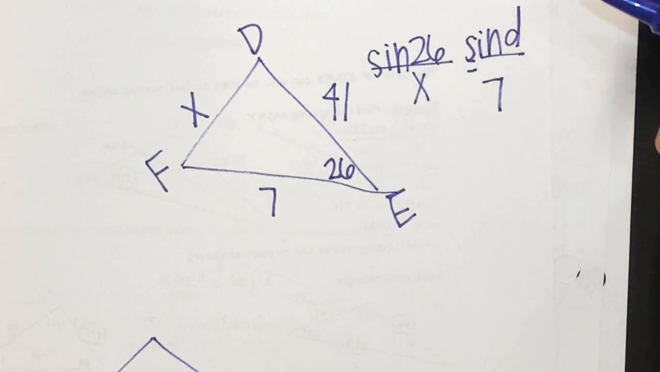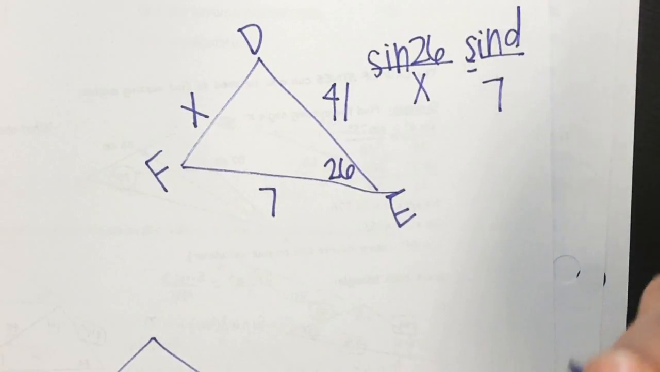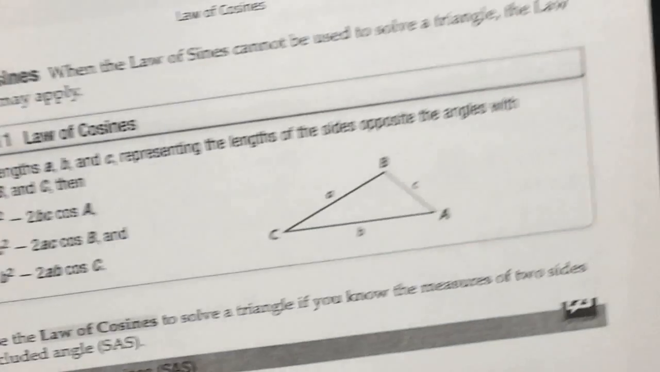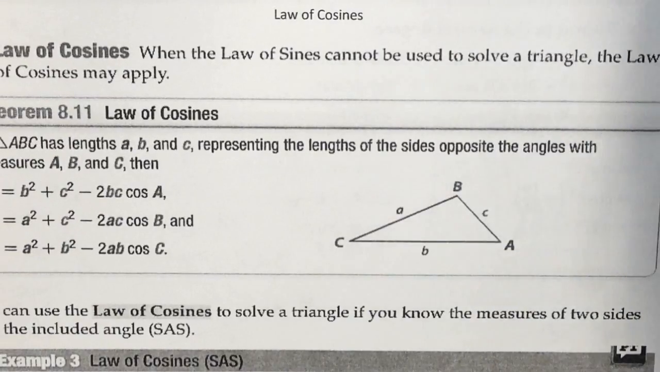It's not a right triangle. I can't use trig. I can't use SOHCAHTOA. Can't use Pythagorean theorem. It's not a right triangle. Can't use law of sines because I have too many missing pieces. So what do you think is going to be the answer? Law of cosines. Here is law of cosines.